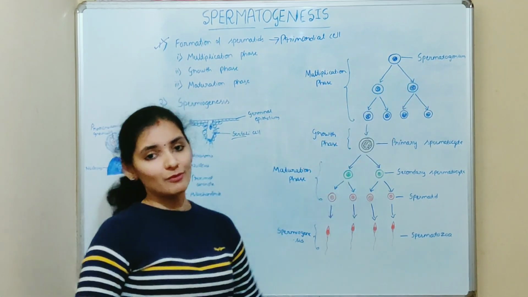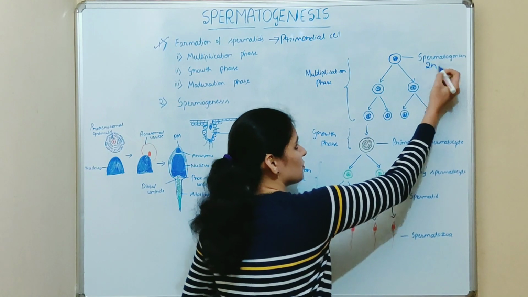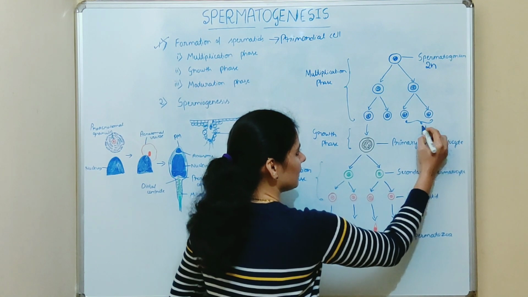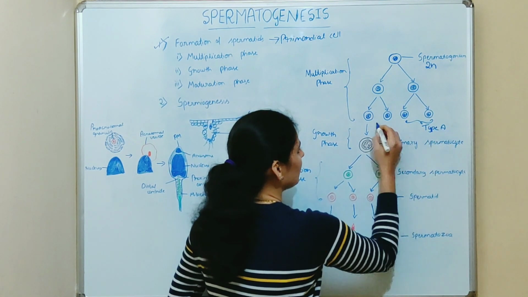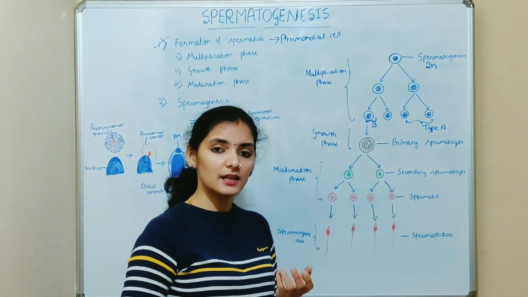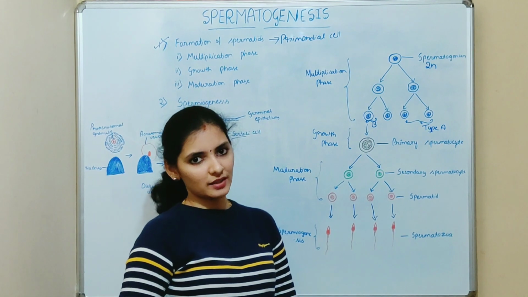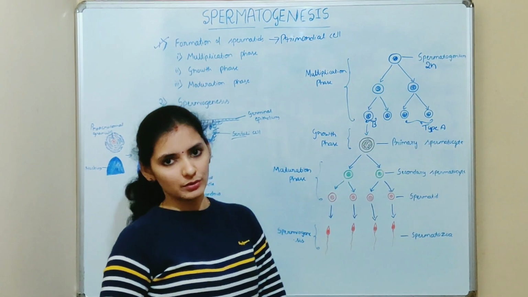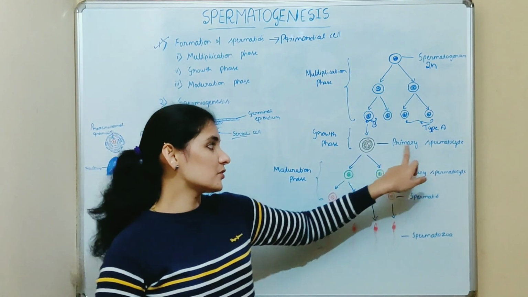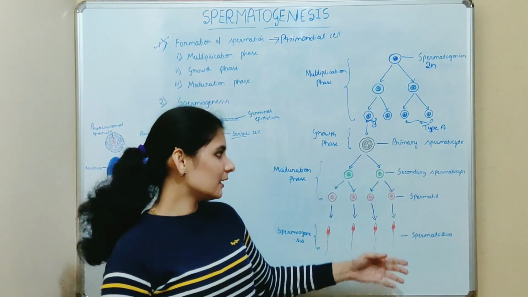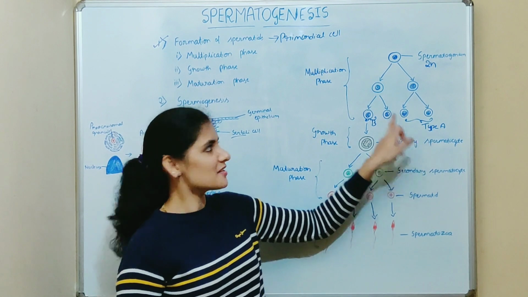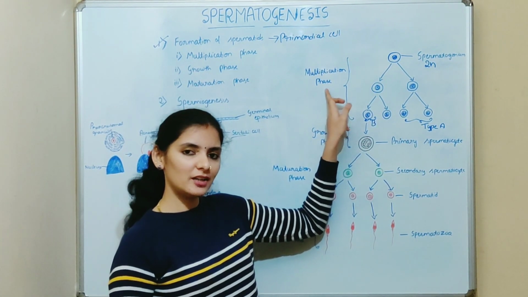This spermatogonia will have 2n number of chromosomes. And there are mainly two types of spermatogonia, that is type A spermatogonia and type B spermatogonia. These type A spermatogonia are the stem cells which undergo continuous mitotic division to produce spermatogonia again. On the other hand, type B spermatogonia enlarge to produce a primary spermatocyte. Ultimately, it produces spermatozoa.